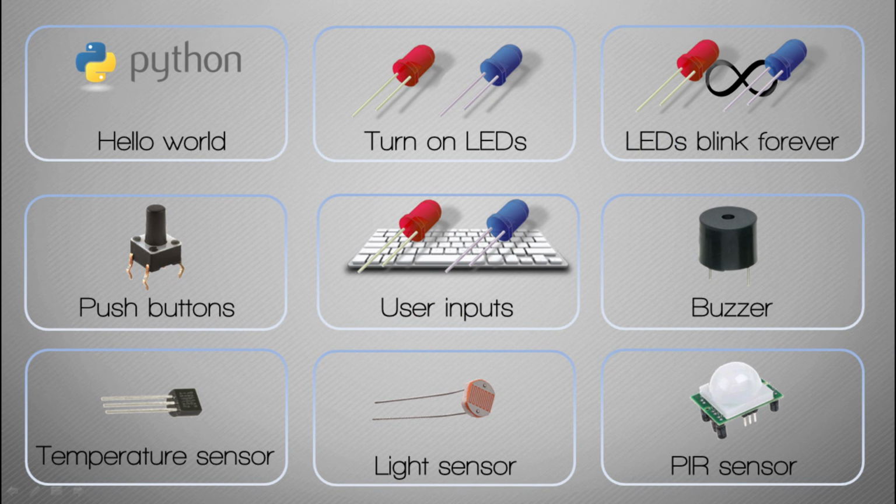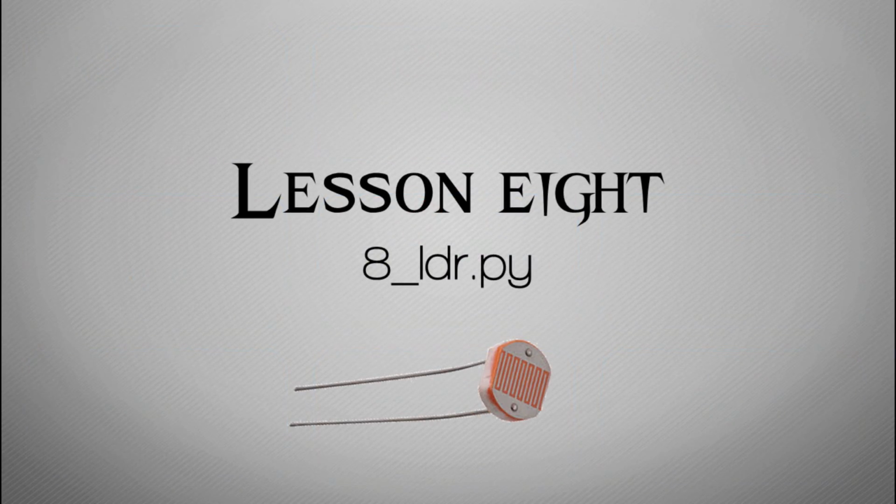So we're now on video 8, which is the light sensor, or light dependent resistor to give it its component name. So we have the code 8_LDR, light dependent resistor.py. We're going to break down how that code works, and we're also going to look at the electronic circuit, how we actually wire up this device.